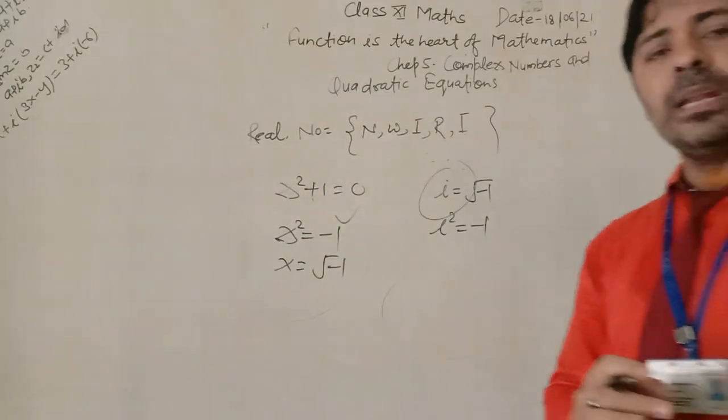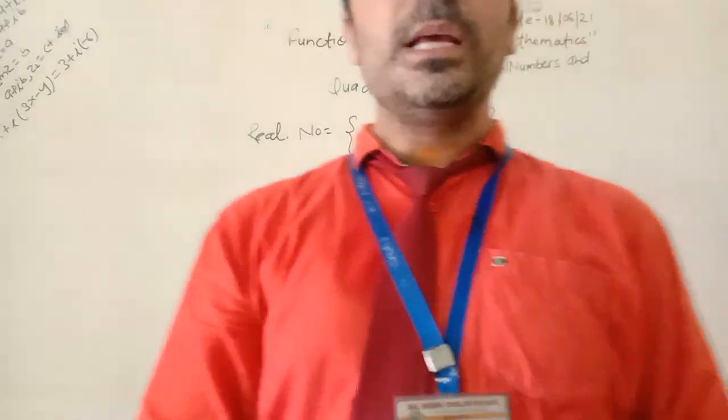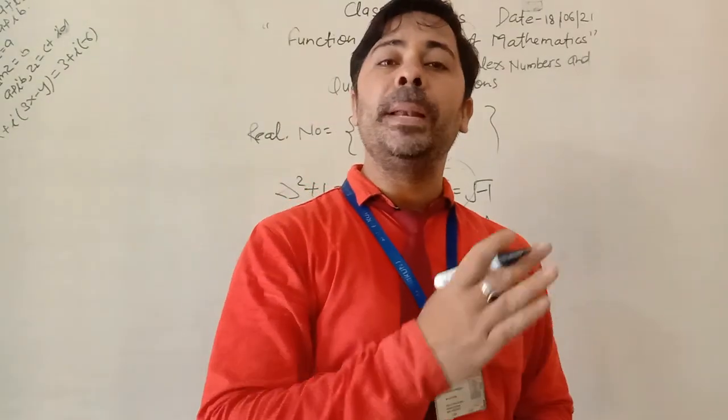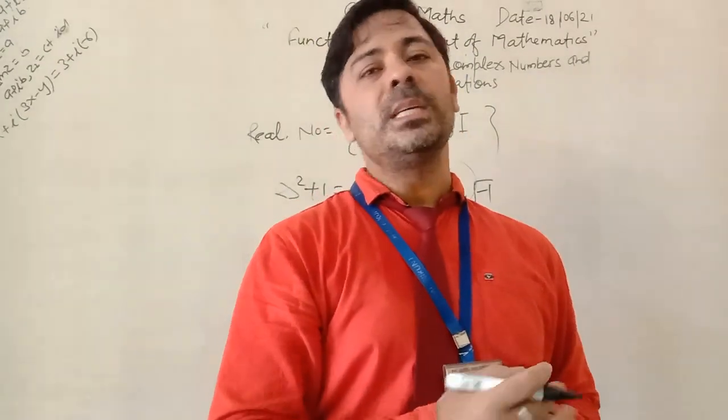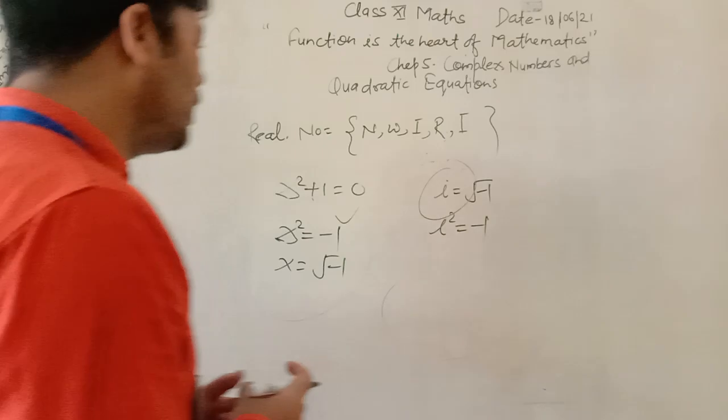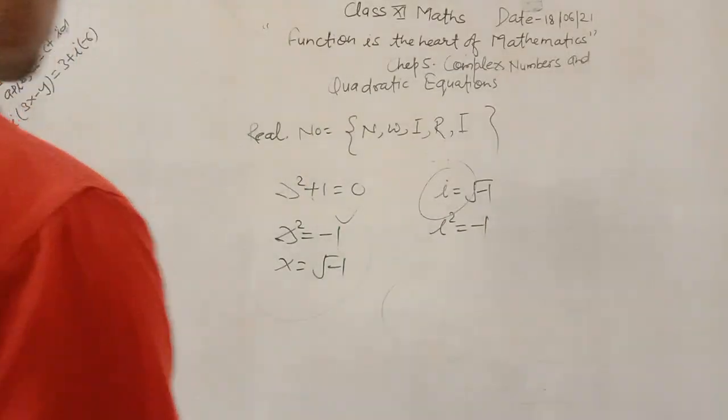When you mix the real number and the imaginary number, then it becomes the complex number. This becomes the complex number.